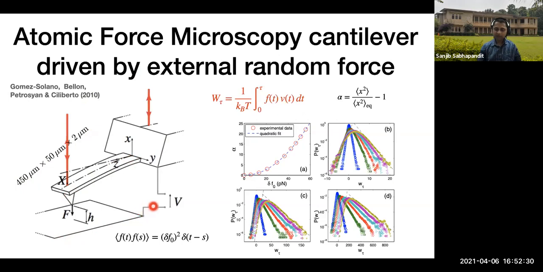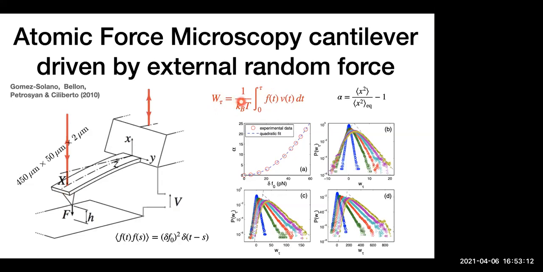Now you apply a voltage between this cantilever and this conducting plate, and once you apply voltage, this basically behaves like a capacitor. Therefore, there is a force on this cantilever. This is a fixed plate. Now if you apply a random voltage here, that applies a random force on this cantilever. What they wanted to find out is the work done on this cantilever by this external random force. This is the way they define it: you look at the tip of this cantilever and multiply the force with the velocity of the tip, and then you integrate over time. That's the net work done in a given amount of time tau.